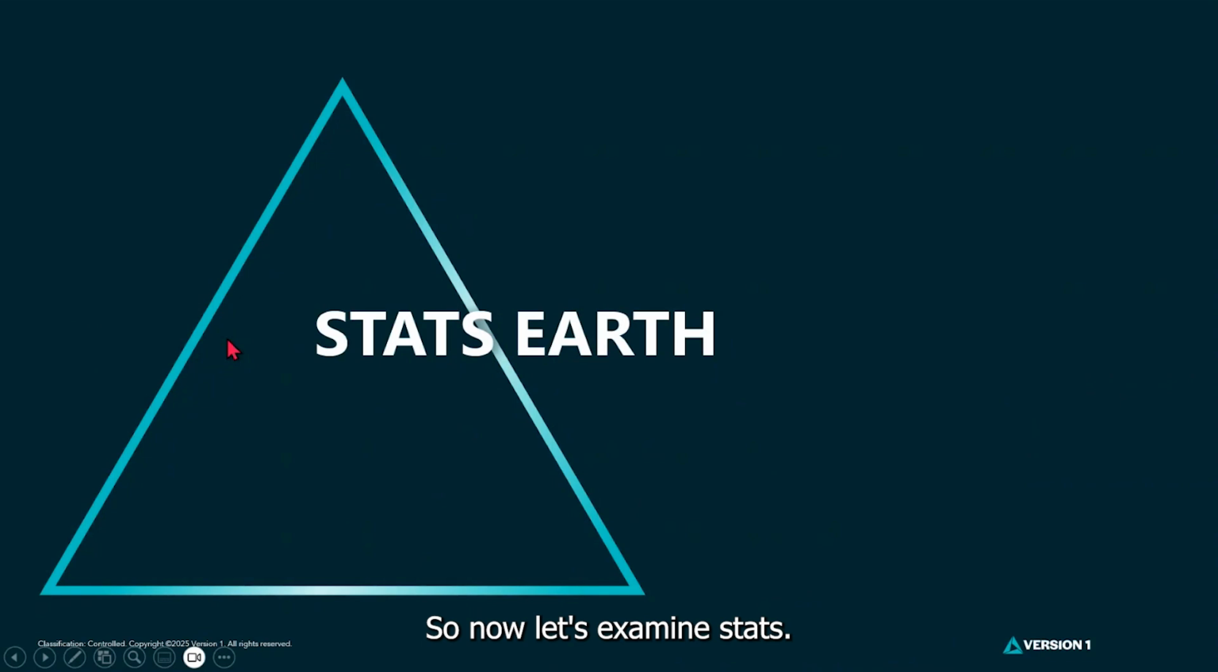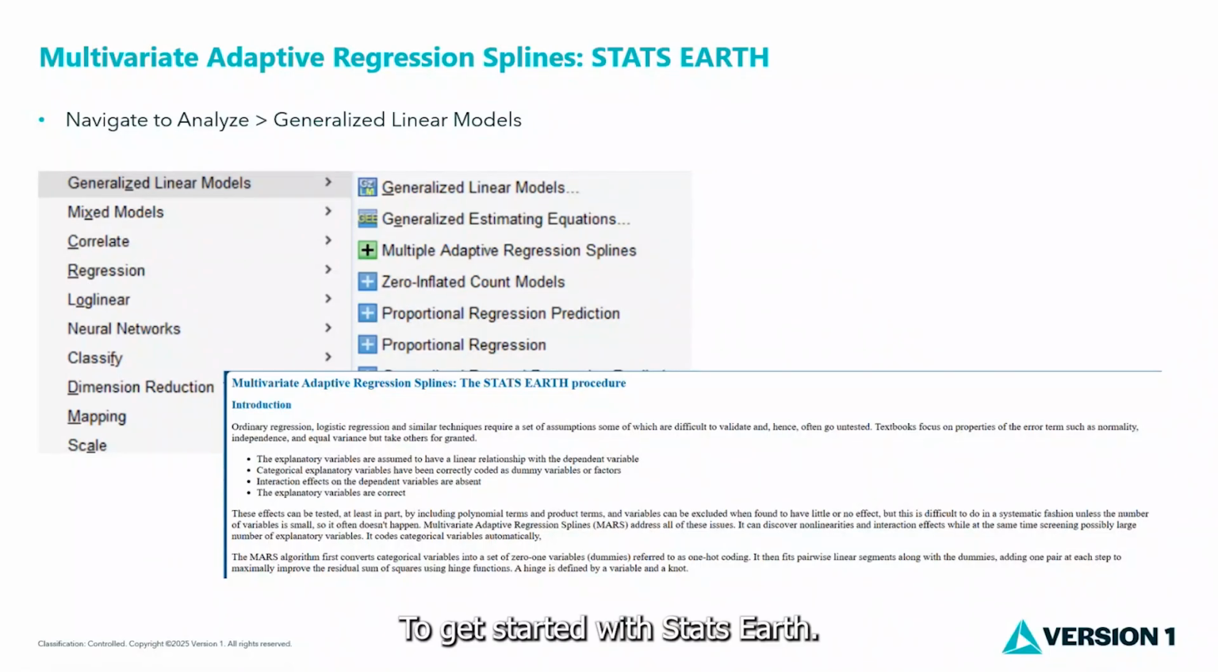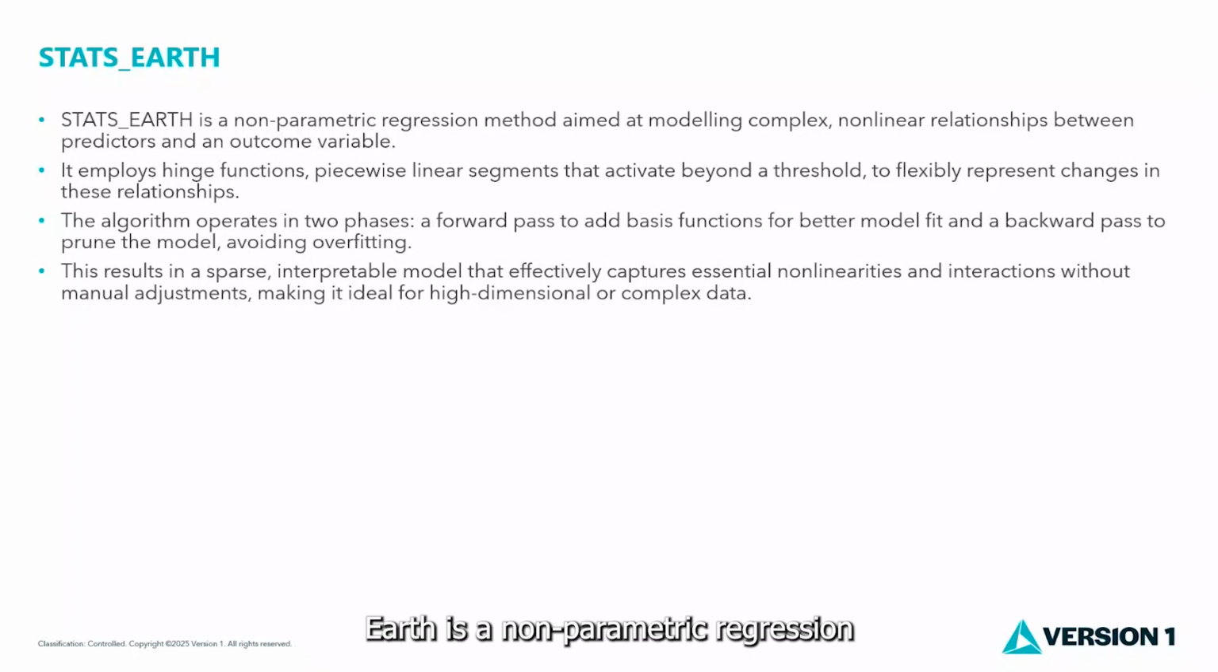So now let's examine StatsEarth. To get started with StatsEarth, go to the Analyze menu and select Generalized Linear Models. And you can see it's here, Multiple Adaptive Regression Splines. If you click on the Help button in the dialog box, this will give you information on this procedure, which you can see here. StatsEarth is a non-parametric regression method, and it's aimed at modeling complex nonlinear relationships between predictors and an outcome variable.